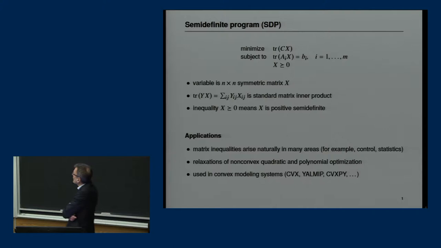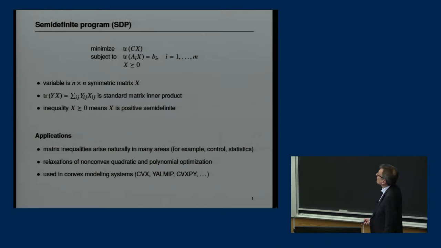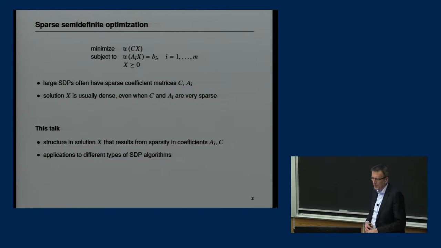In many of these applications, the problems can be very large. In this talk, we are interested in exploiting sparsity in semi-definite programming, and by sparsity, I mean sparsity in the coefficients. So we are interested in problems where the matrix variable can be large, but the matrices C and A_i, all the coefficients in the problem, are very sparse.